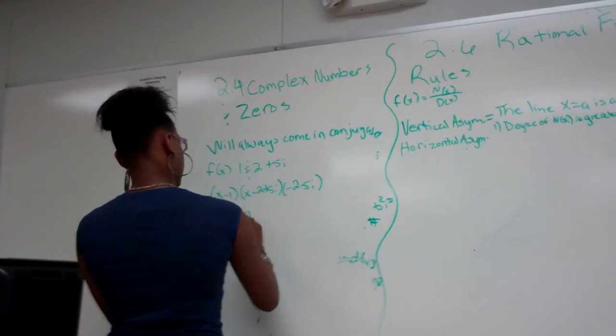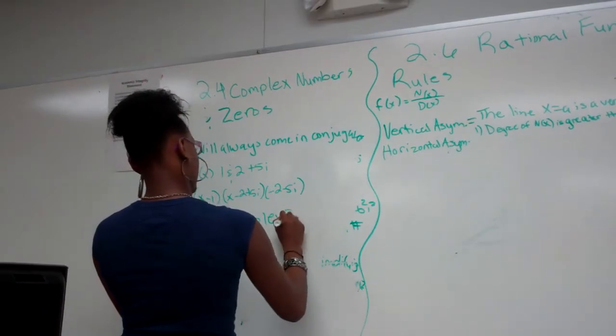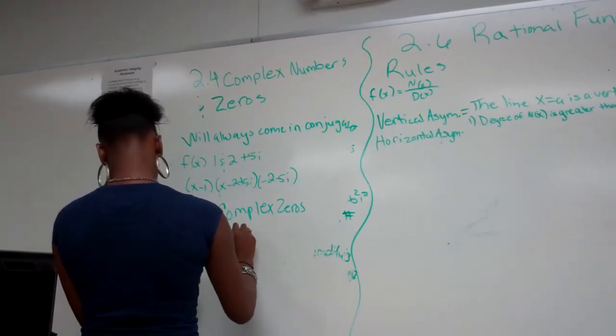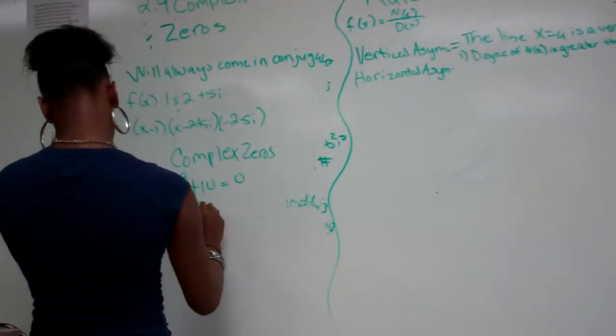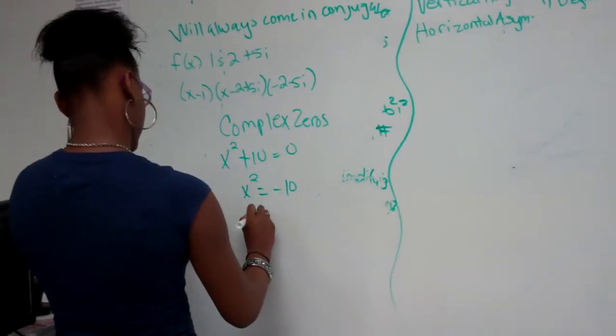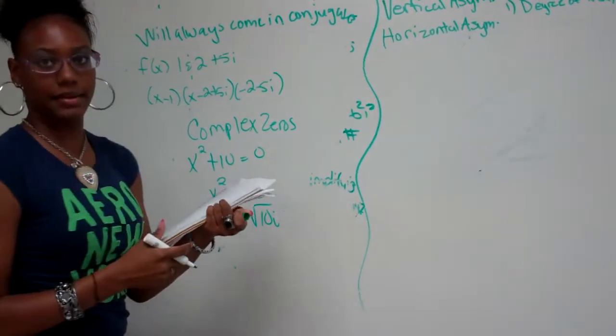And the complex zeros, an example of that would be x squared plus 10 equals 0. X squared equals negative 10. So it would be x equals plus or minus the square root of 10 i.